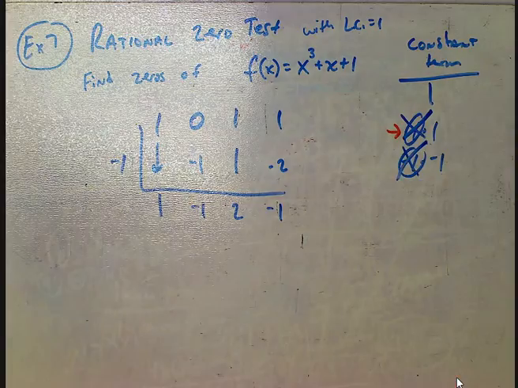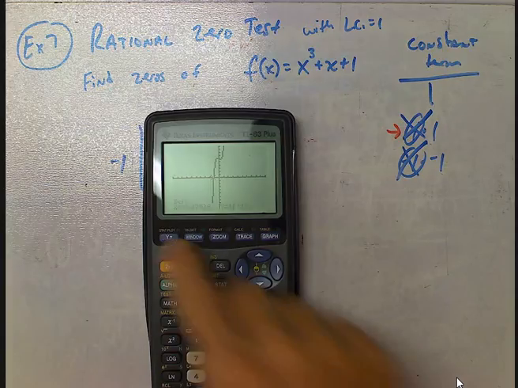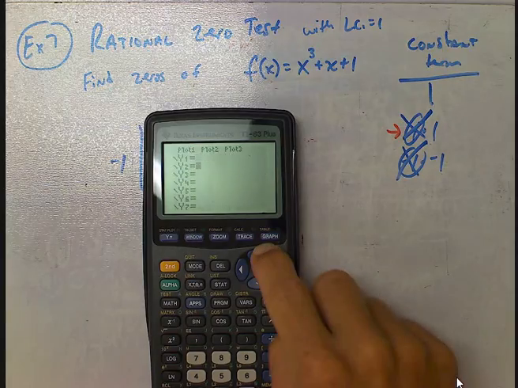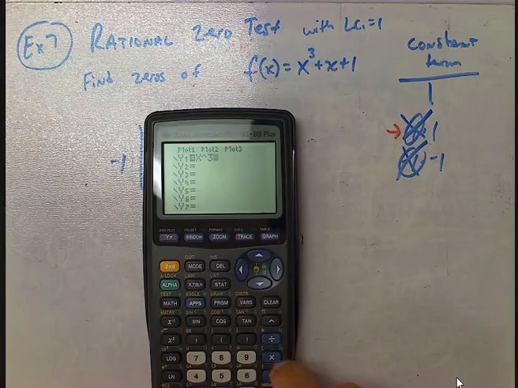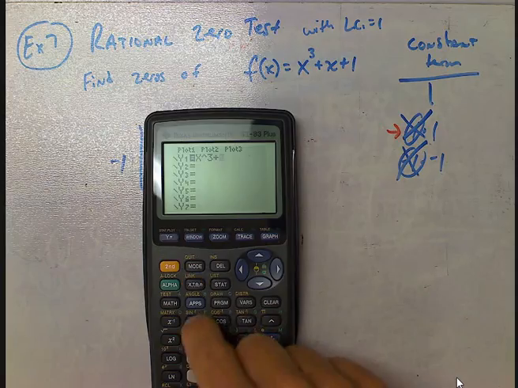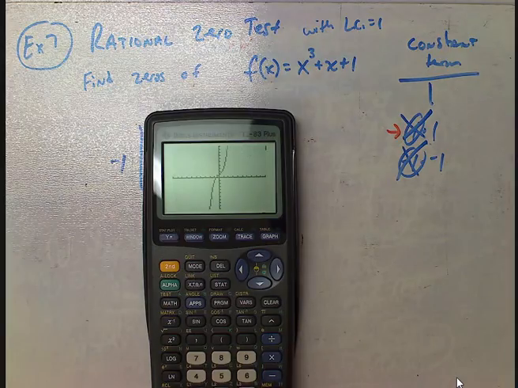And since I've tried both possibilities, there are no rational zeros. Let's just see if our calculator supports this claim. Turn it on, Y equals, clear the graphs, x caret 3 plus x plus 1, hit graph. And it appears there is a zero right there.